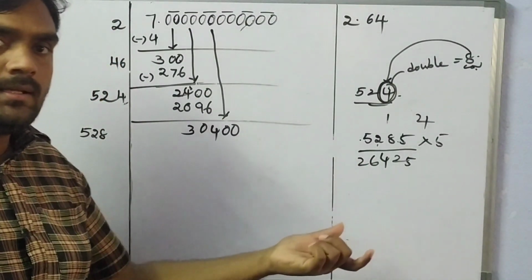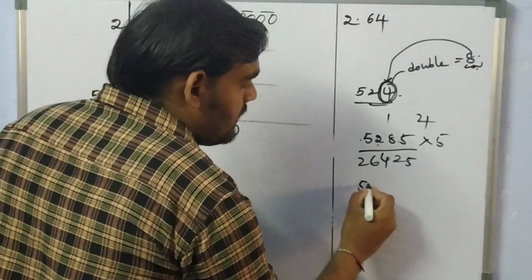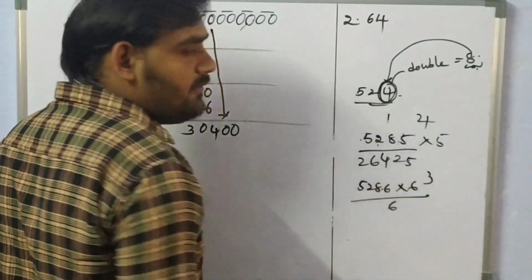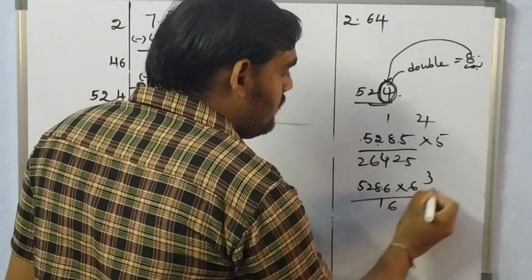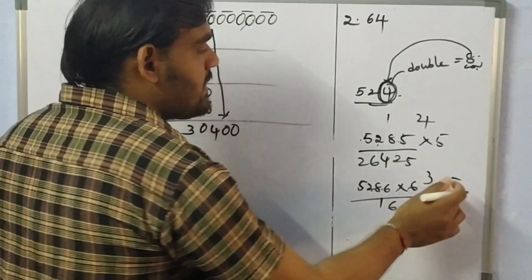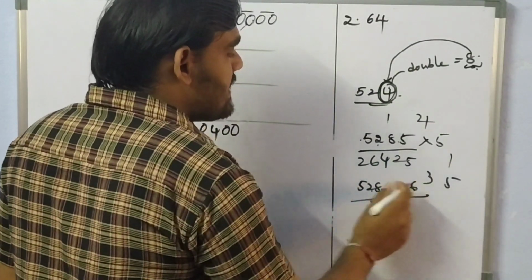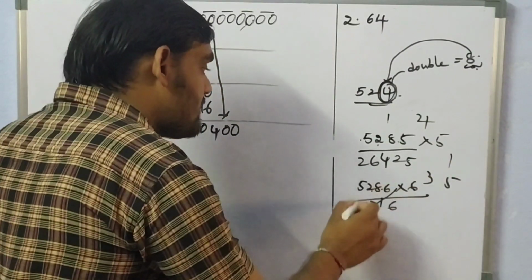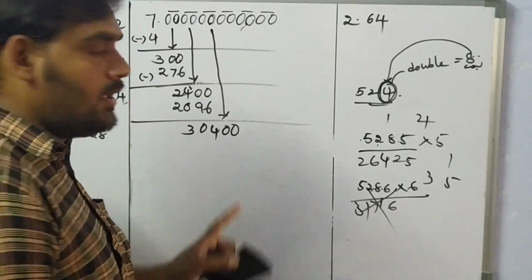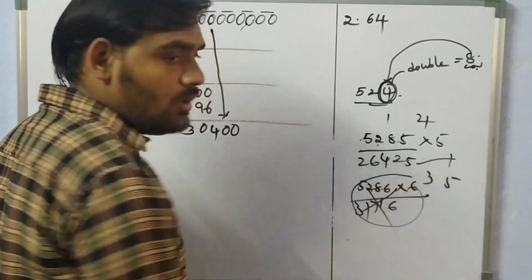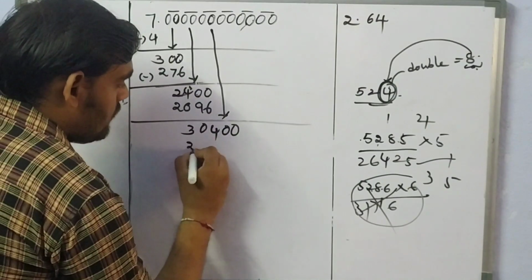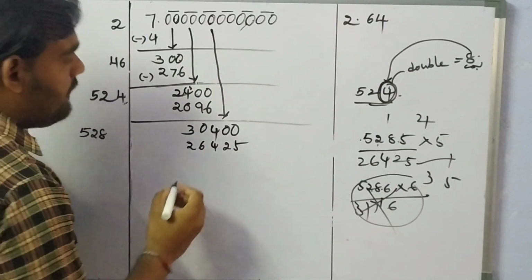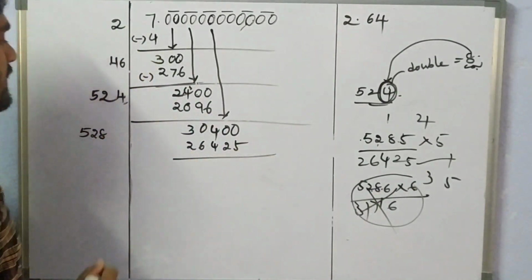Next, go for another digit after 528. Keep here 6. 6 6s are 36, 3 6 8s are 48, 48 plus 3 51, 1 5 6 2s are 12, 12 plus 5 17, 1 6 5s are 30, 30 plus 1 31,716. It is greater than 30,400. We should not take. So we must take this one only. So the result is here 26,425. After that, we need to do subtraction.